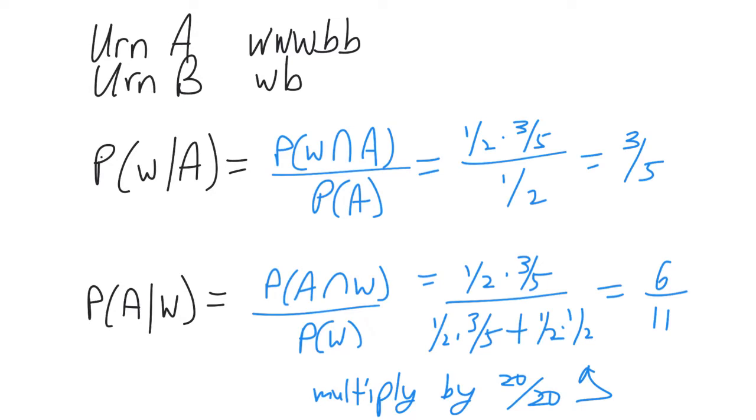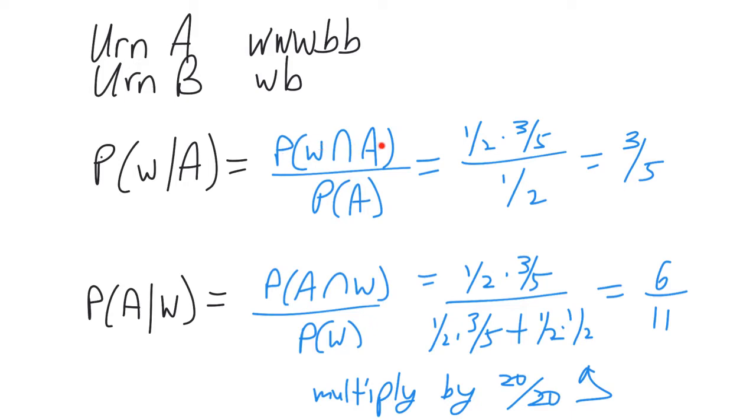All right, well, the first question should be pretty obvious. We don't really need any fancy math for that. If you're telling me that we picked urn A, the chance that we picked a white marble, well, there's 3 whites out of 5. It should be 3/5. And in fact, that's what it turns out to be using the formula.